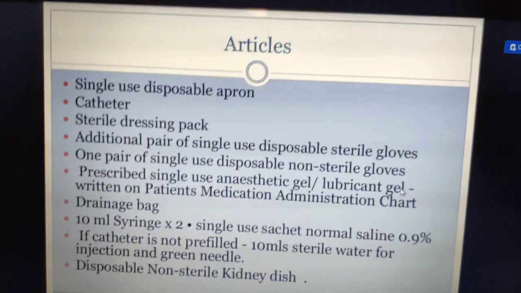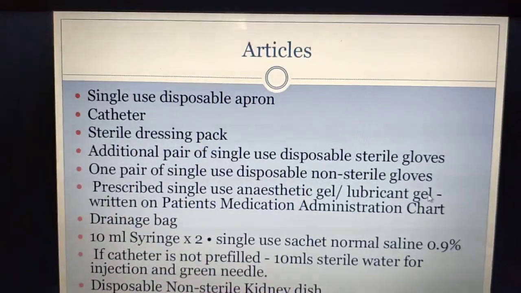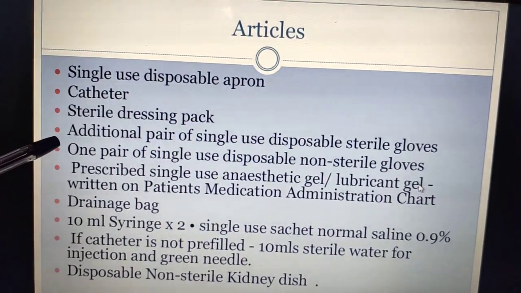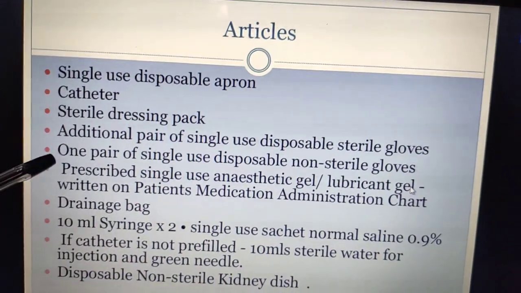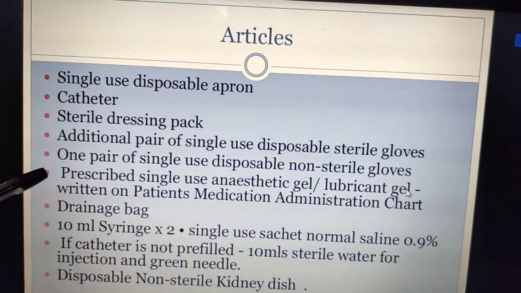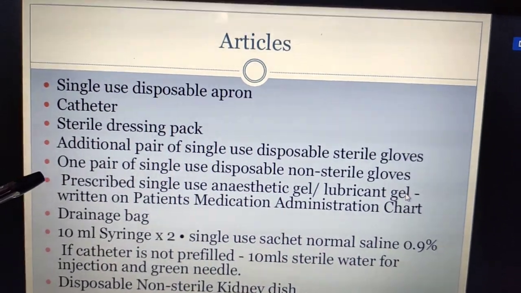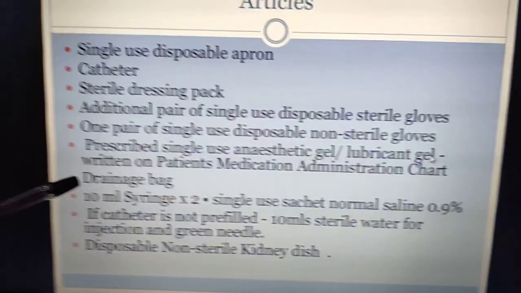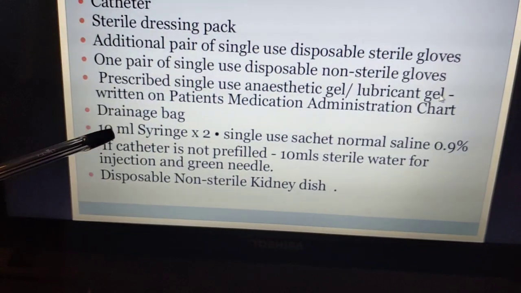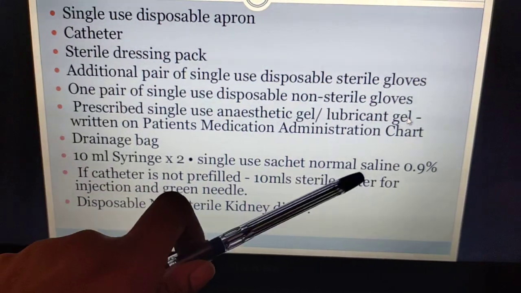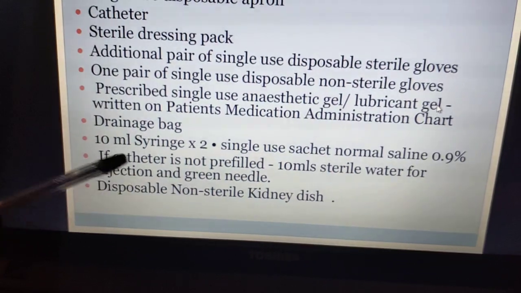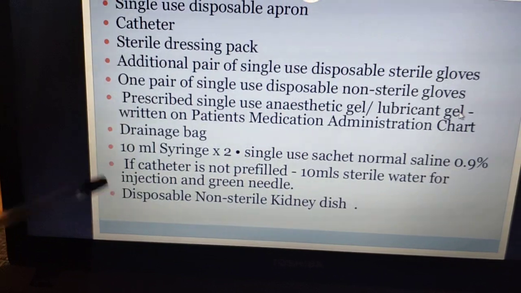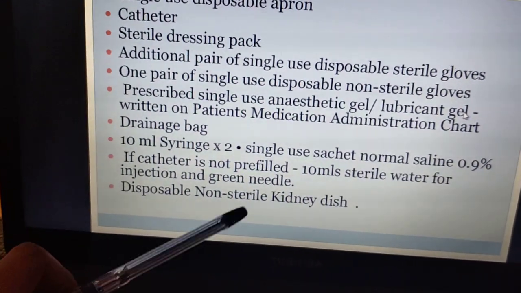Okay, we'll see one by one. See, the single-use disposable apron, then the catheter, sterile dressing pack, an additional pair of single-use disposable sterile gloves and non-sterile gloves, one pair, and the prescribed single-use anesthetic gel, or we can use the water lubricant gel also. And the drainage bag, then the 10 ml syringe and the normal saline we need. If the catheter is not pre-filled, again we need the 10 ml sterile water. Then the disposable non-sterile kidney tray we want.